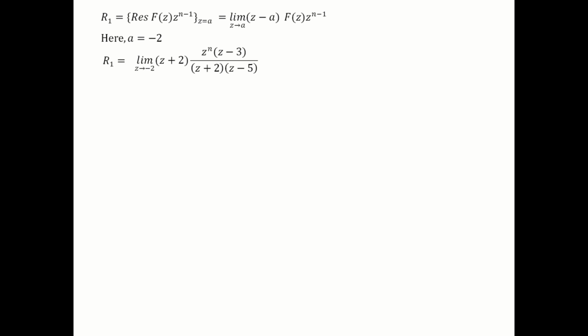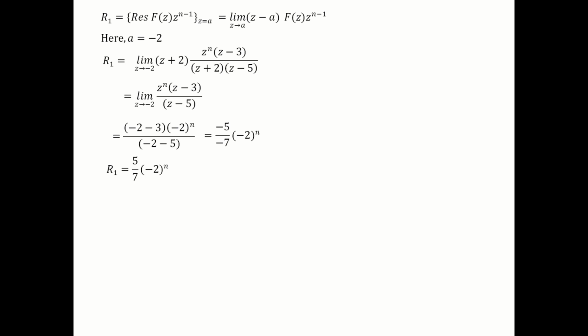So z plus 2 in the numerator and denominator get cancelled, which is equal to limit z tends to minus 2 of z power n into (z minus 3) by (z minus 5). Substituting the value z equals minus 2, we get minus 2 power n into (minus 2 minus 3) in the numerator, and denominator minus 2 minus 5. So it is equal to minus 2 power n times minus 5 by minus 7, that is 5 by 7 into minus 2 power n. This is the first residue R1.